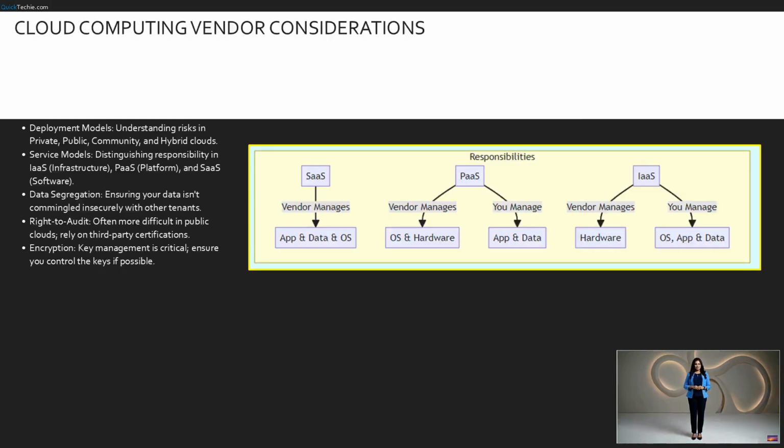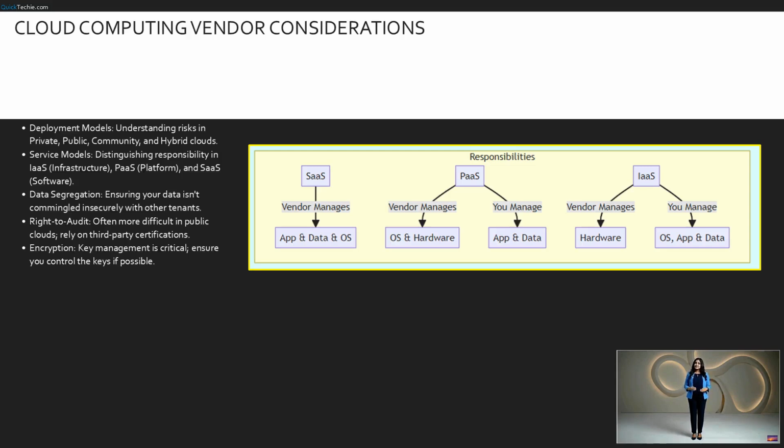Cloud computing adds specific nuances to vendor management. You must understand the deployment model, private versus public versus hybrid, as each carries different risk profiles. You must also understand the service model, IaaS, PaaS, or SaaS. In IaaS, you manage the OS. In SaaS, the vendor does. A major concern in the cloud is data segregation, ensuring your data is isolated from other customers.